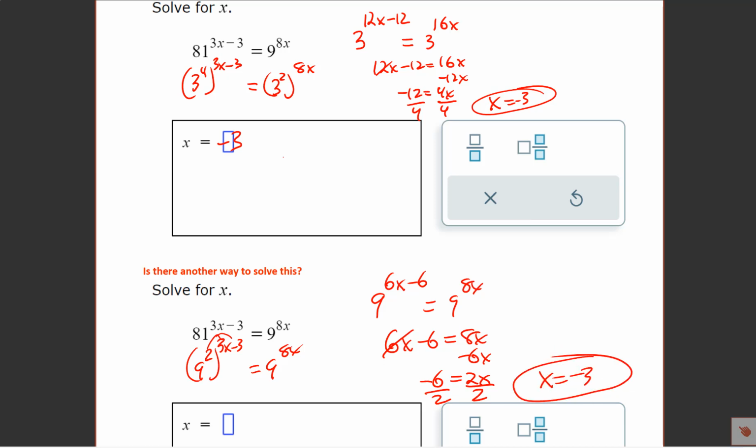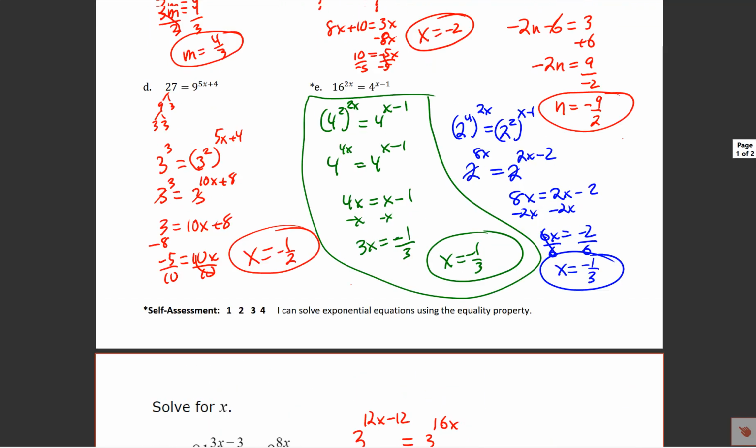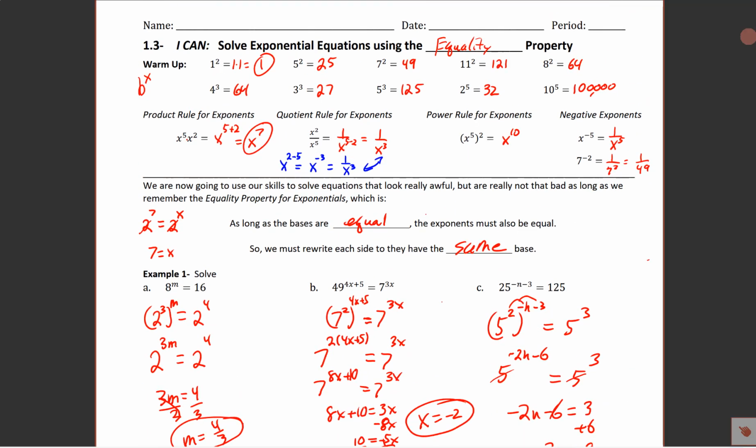Same answer either way. Okay, so lots to do here. The assignment is not very long. Good practice, good thinking here, especially with those rules for exponents. Good luck.